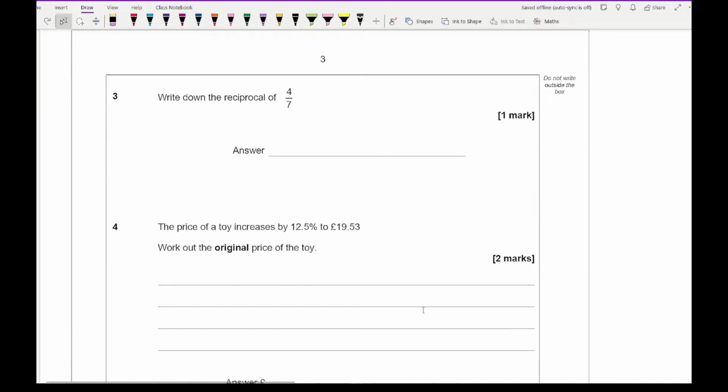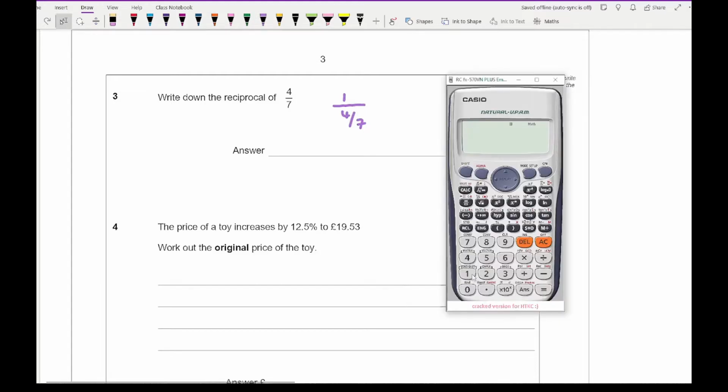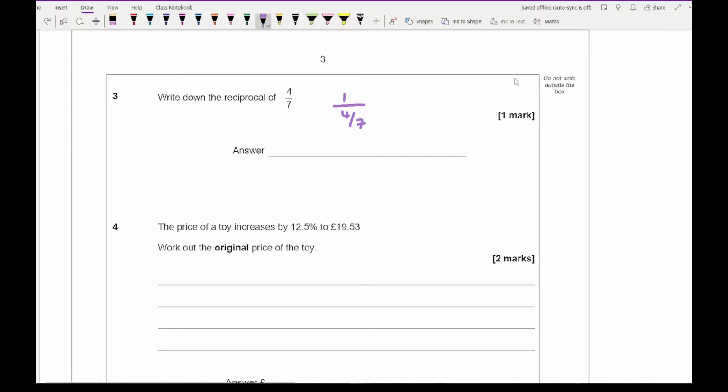Then moving on to question 3, it says write down the reciprocal of 4 over 7. So on the calculator, all I need to do is 1 over 4 over 7. Now just make sure you are doing this correctly. You are using the fraction button, writing 1, and then pressing the fraction button again, 4 over 7. And what you should find, when you're doing the reciprocal of a fraction, it just flips it. So it's going to be 7 over 4.